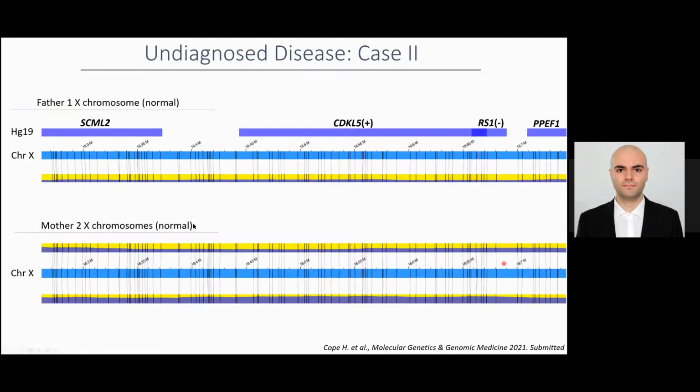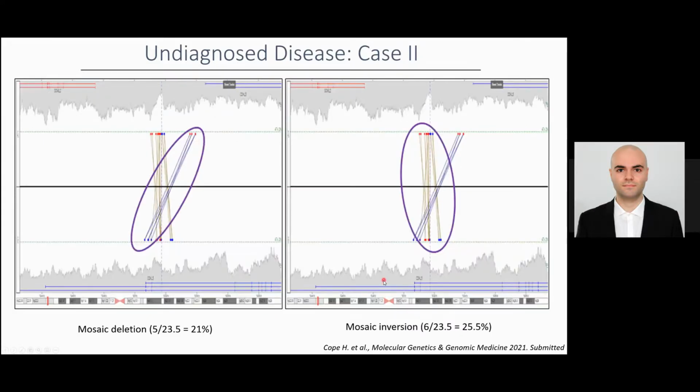We've looked at the parents, and both father and mother did not carry this deletion in their maps. As you can see here, the father has only 1 map that was assembled for the X chromosome for this particular region, and the mother has 2 alleles, 1 allele here on the top and the second here on the bottom for these X chromosomes. So we wanted to make sure that the call was accurate and identify the mosaic level.